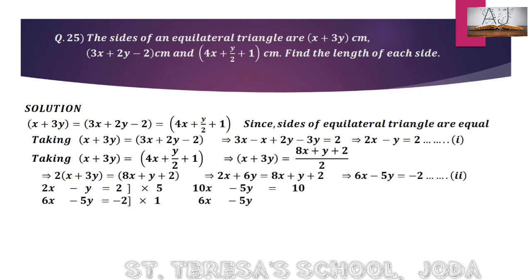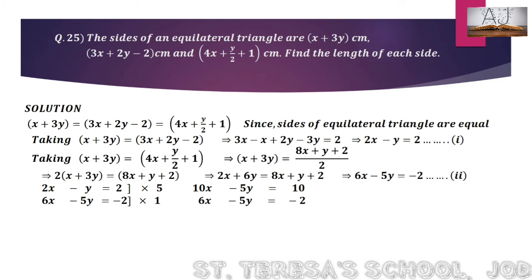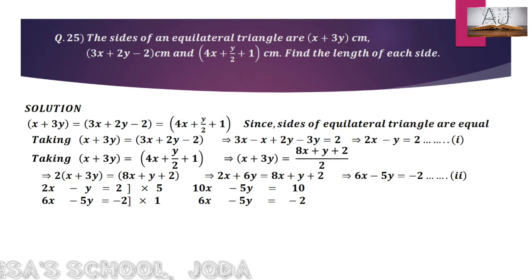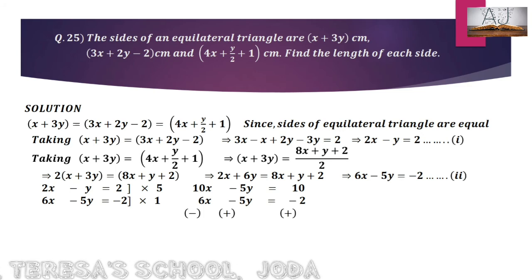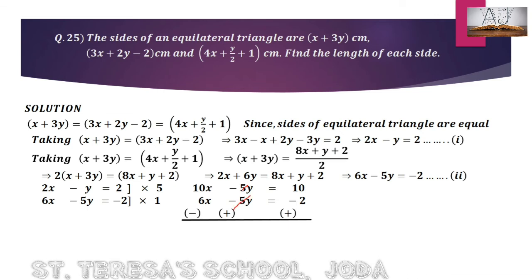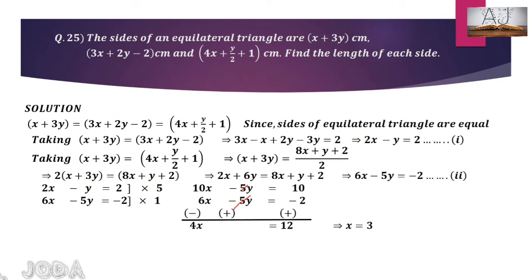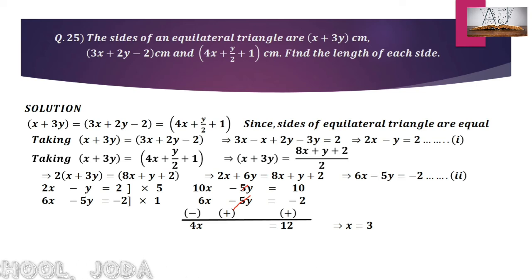Now, one below the other, and we have to make y equal, suppose. So, multiply by 5 and 1. So, 10x minus 5y equal to 10. 6x minus 5y equal to minus 2. Now, both are having the same sign. So, we have to change the sign. So, below 6x, the sign changes to minus. Below 5y, plus and plus. So, by subtraction method, minus 5y plus 5y now gets cancelled. So, 10x minus 6x, 4x is equal to 12. Or x equal to 12 by 4, that is 3. So, we have got the value of x.